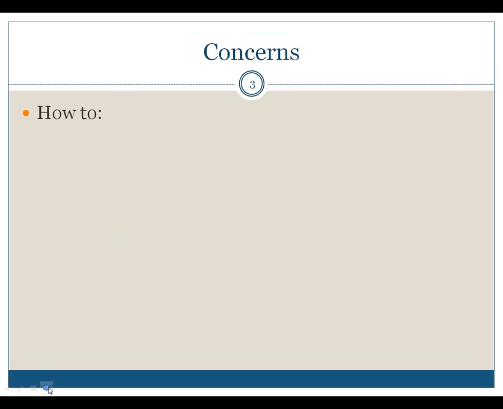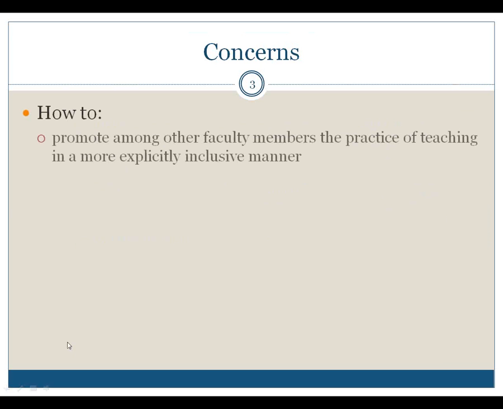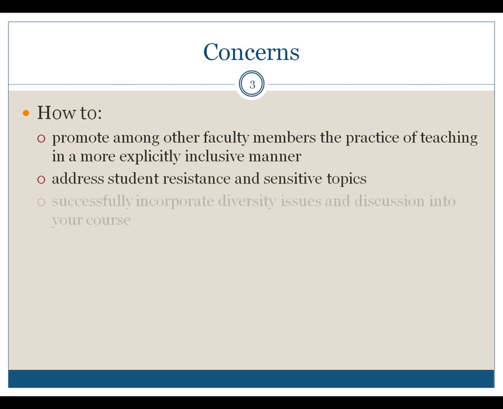What Joanna and I are going to address today in the context of that framework are specific ideas about how to promote, among other faculty members, the practice of teaching in a more explicitly inclusive manner, how to address student resistance and sensitive topics, and how to successfully incorporate diversity issues and discussion into your course. And I'm going to turn over the talk for the next portion to Joanna, who's going to talk about promoting the idea of inclusion among other faculty members.